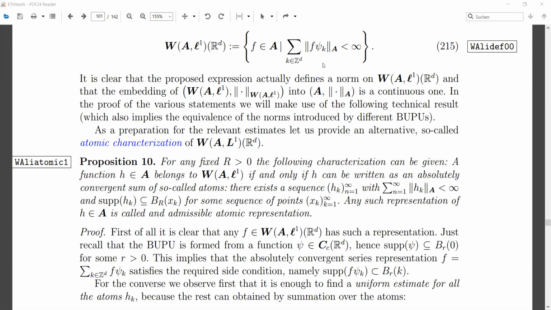So whereas here you're doing a specific decomposition, that's really a decomposition. You should say here that anything which has an atomic composition, which can be built in a certain way, will, if you then look at it and decompose it in a specific way, be summable in this sense. And therefore, of course, you can switch from one BUPU to another, and you get many other properties from this atomic characterization.